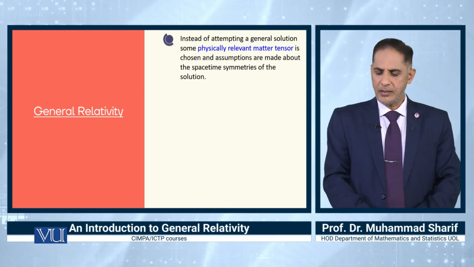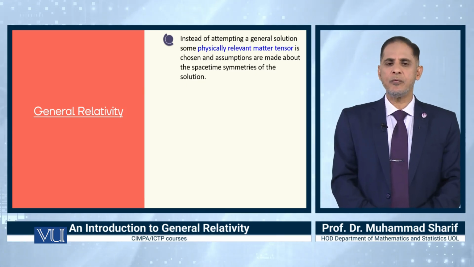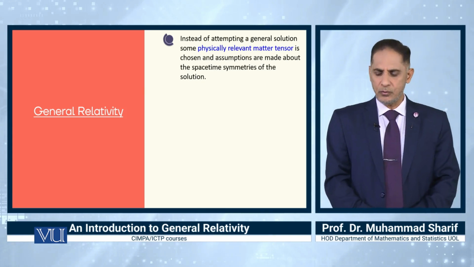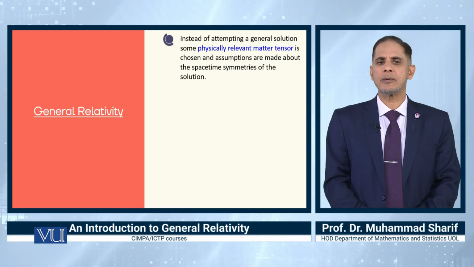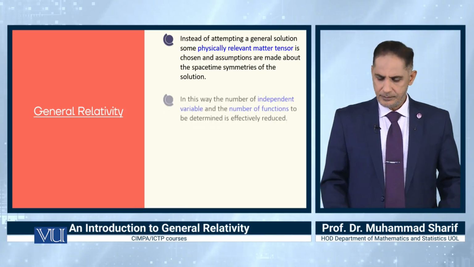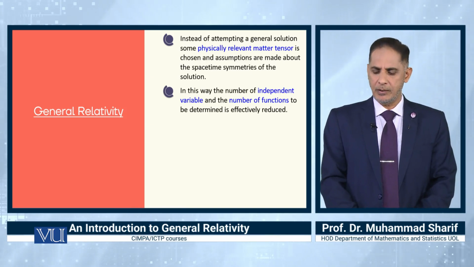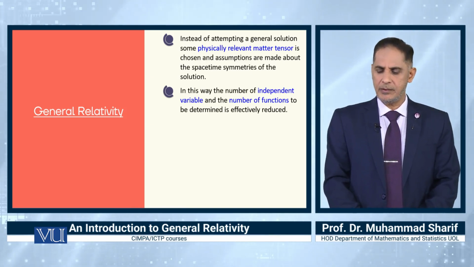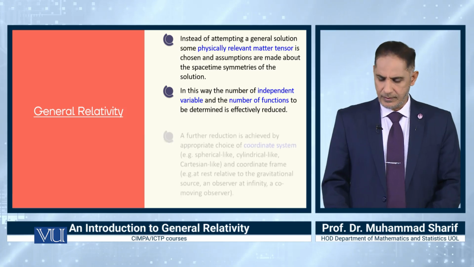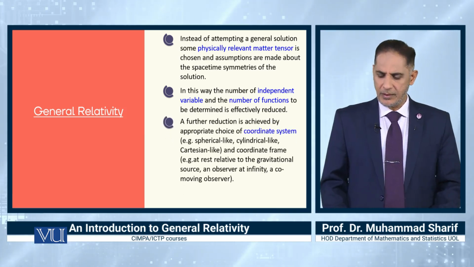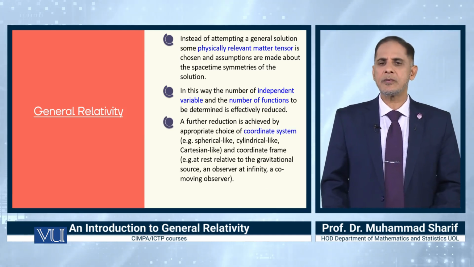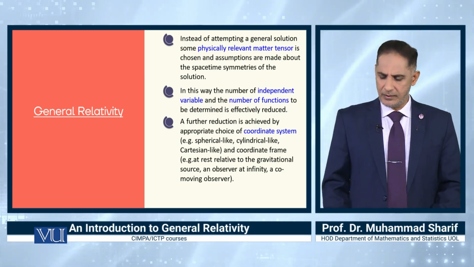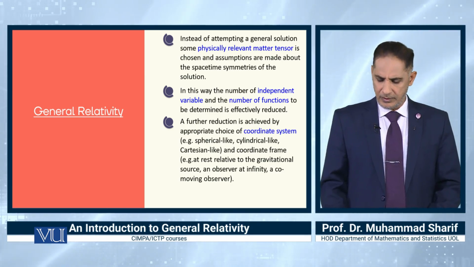So, instead of attempting a general solution, some physically relevant matter tensor is chosen and assumptions are made about the space-time symmetries of the solution. In this way, the number of independent variables and the number of functions to be determined is effectively reduced. A further reduction is achieved by appropriate choice of coordinates. For example, we can choose spherical, cylindrical, axial, or any other system, so that we can reduce the complications.